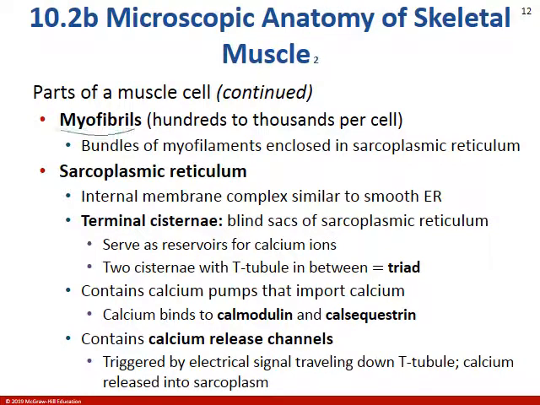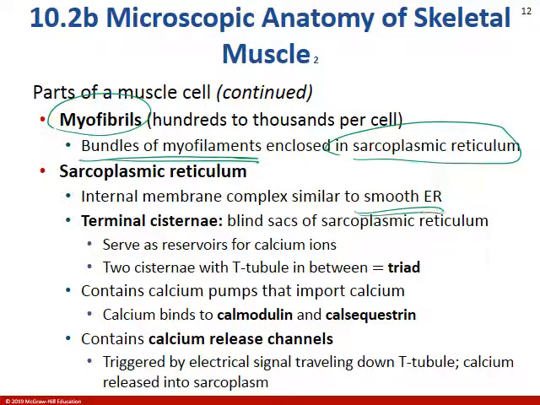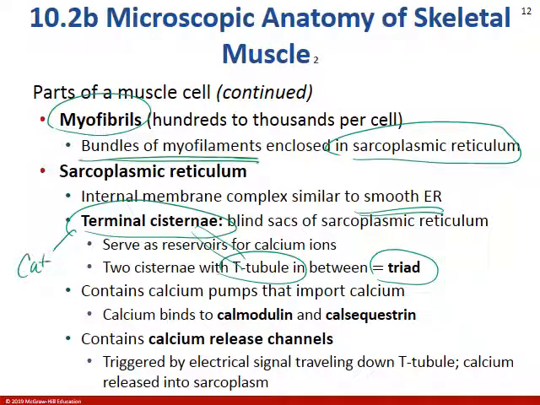Some more terminology here. A myofibril is a bundle of myofilaments. They're wrapped in sarcoplasmic reticulum. It's very similar to smooth ER or smooth endoplasmic reticulum. We have terminal cisternae. We have a triad, which includes both terminal cisternae and a T-tubule. The terminal cisternae is going to store calcium. We're also going to see some calcium pumps, and we're going to see some calcium channels. They're kind of setting the stage for muscle contraction phases.